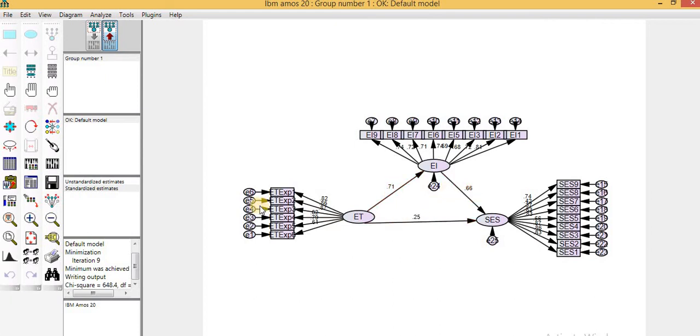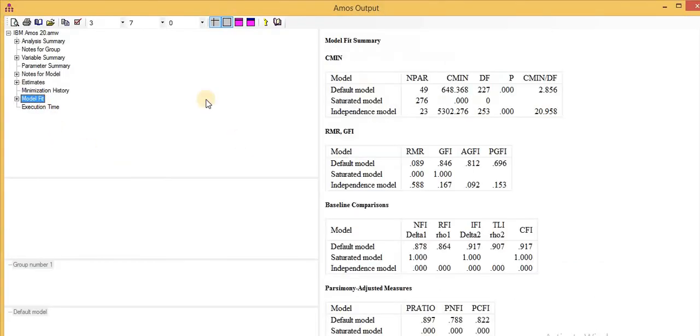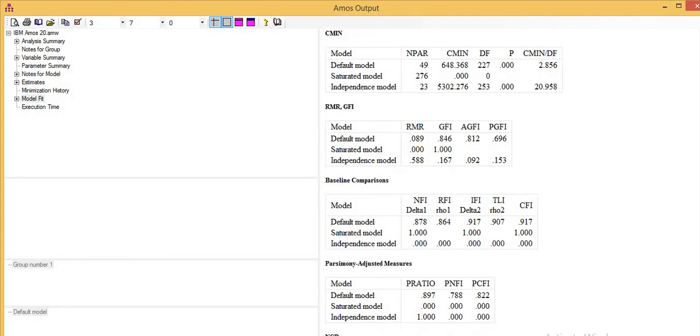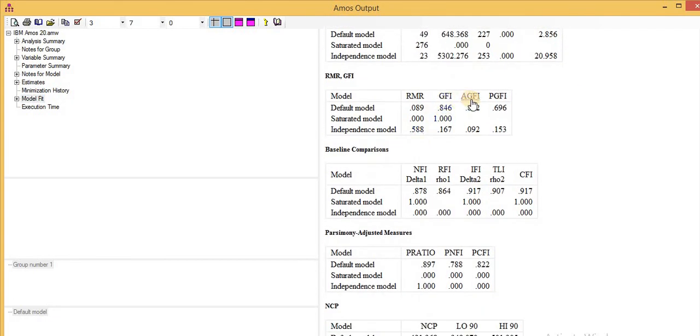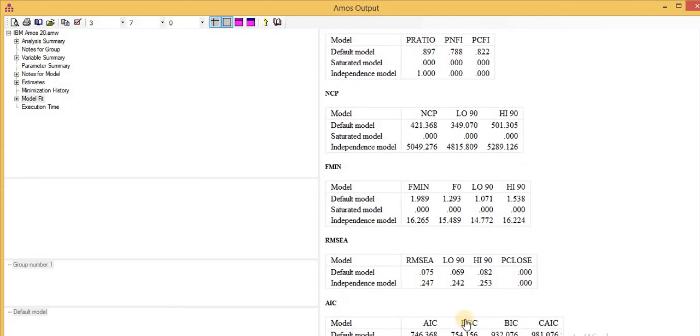these are the values and these are standardized values. Click on the view text button. First you need to check the model fitness. You need to report the value of chi-square divided by degree of freedom, and GFI, AGFI, CFI, TLI, IFI. All these values are under the threshold values, and the value of RMSEA is also under the threshold values.